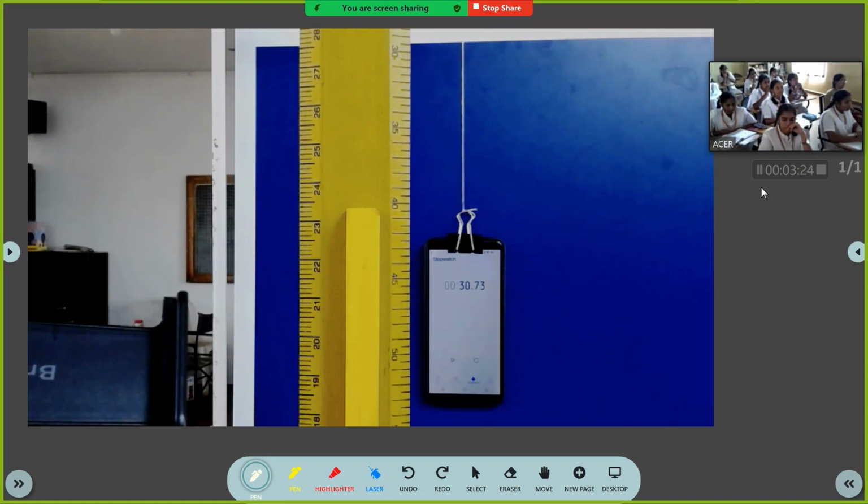Newton's third law. What is that? How did you see the third law here? Every action has an equal and opposite reaction. You pull the pen downwards and the pen went downwards.